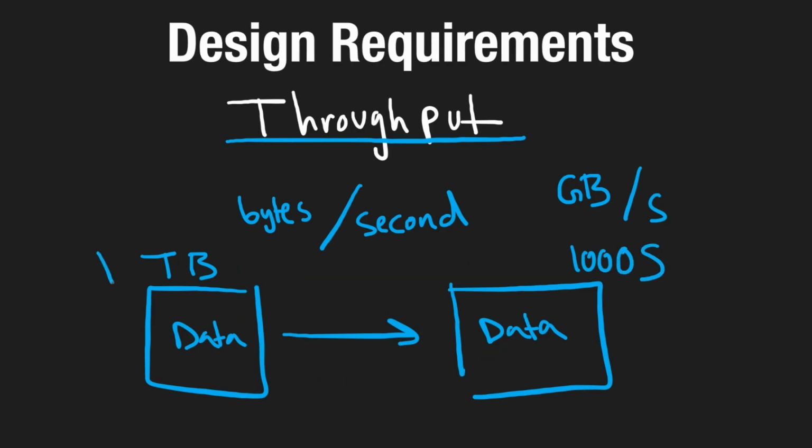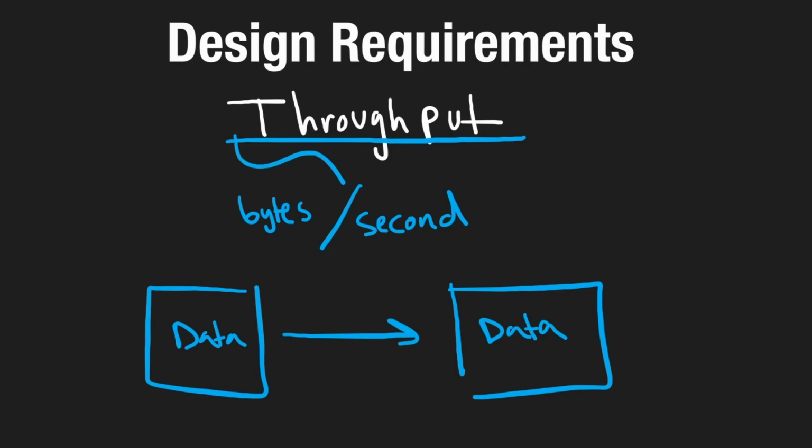But if we started with 10 terabytes, then it would take us 10,000 seconds to do this. So that's why we measure throughput in terms of data per second. It can be useful in different contexts. But ultimately, throughput boils down to amount of operations or amount of data or amount of something over some period of time.